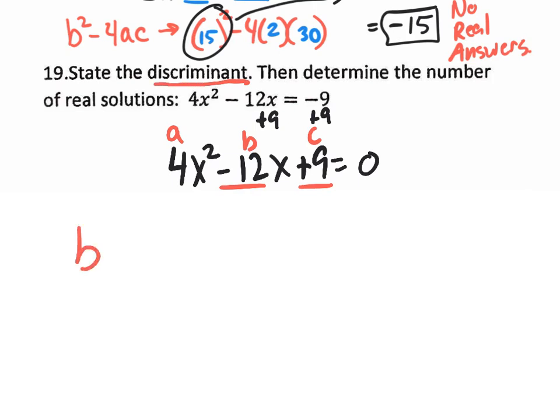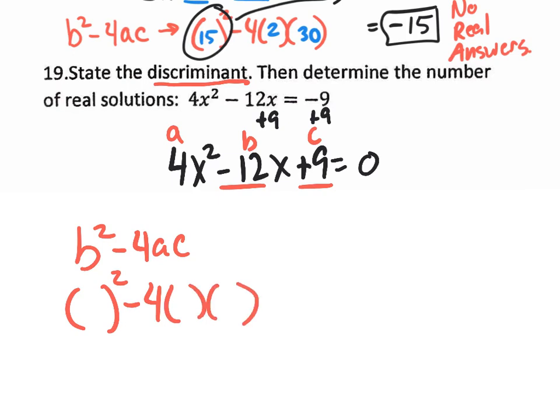It's just the B squared minus 4 times A times C. And when we use it, let's plug it in with parentheses. So our B value is negative 12. That goes right in here. The A value is 4. That goes right here. The C value is 9. That goes right here. And they want us to state the discriminant, so they want the actual answer here.